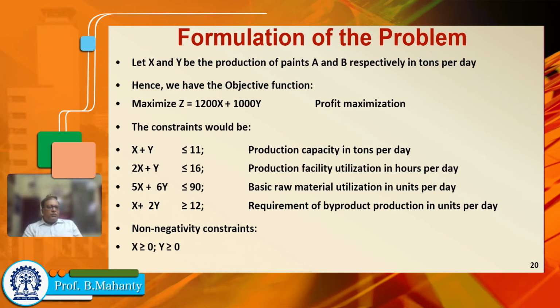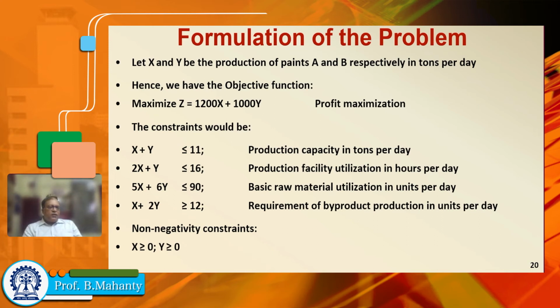So we take the two different axes, x1 and x2, and then try to plot the equality constraints, not the inequality constraints. So the equality constraints we plot will be straight lines. One straight line x plus y equal to 11, another 2x plus y equal to 16, 5x plus 6y equal to 90, and x plus 2y equal to 12. Then we have to see whether the origin satisfies each constraint.